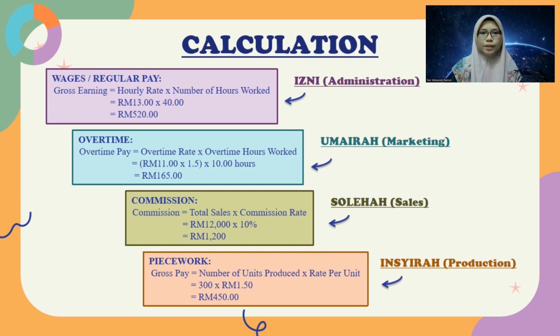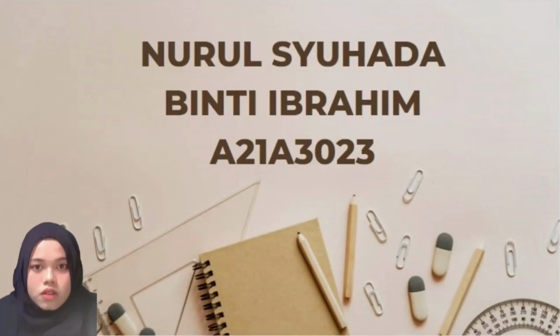For commission, the example is from SOLEHAH details, from the sales department. The formula is commission equals total sales multiplied with commission rate. So 12 ringgit multiplied with 10% equals 1,200. For piecework, the example is from Inshirah details, from the production department. The formula is gross pay equals number of units produced multiplied with rate per unit. So 300 units of shoes multiplied with 1 ringgit and 50 cents equals 450 ringgit.